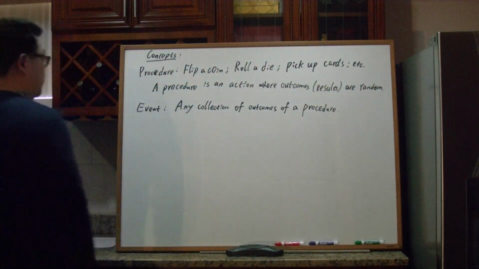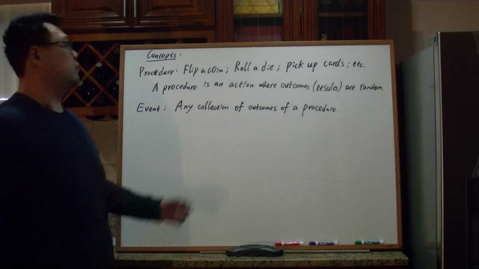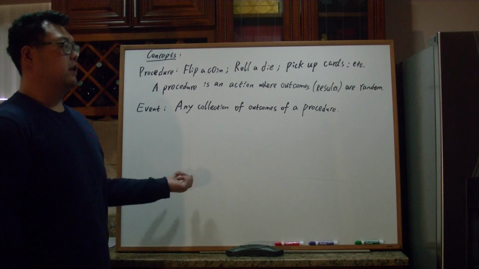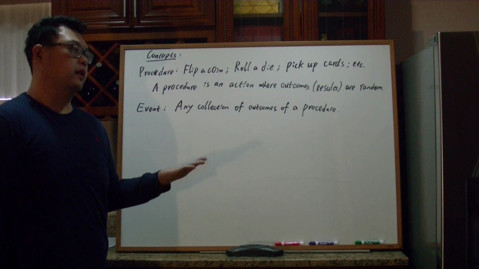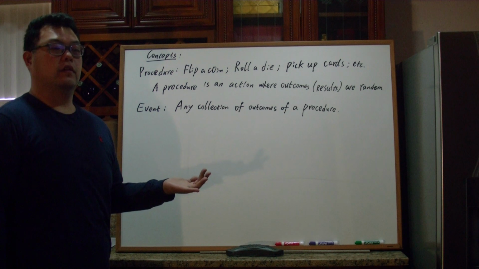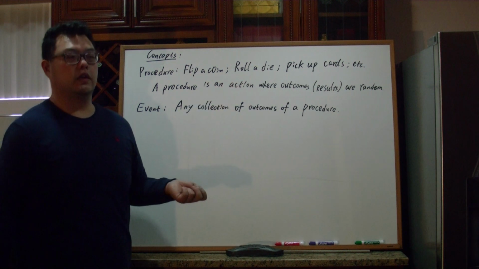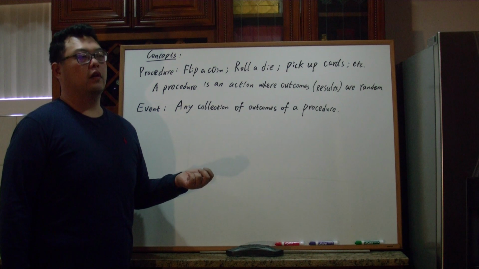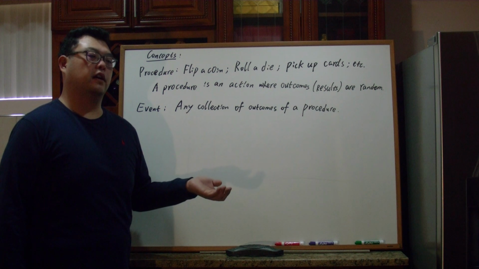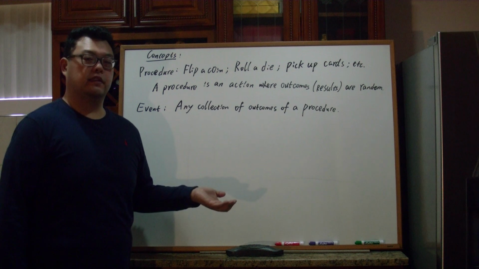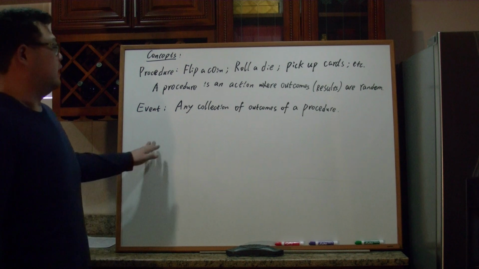Any collection of outcomes of a procedure is called an event. For instance, to roll 2 dice, the event could be that the sum of the 2 dice facing values is greater than or equal to 8. To pick up 2 cards, the event could be that both cards are red, or both are face cards, which means jack, queen, or king. Those could be events, a collection of outcomes.